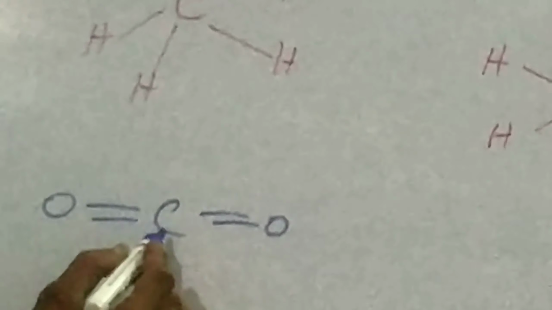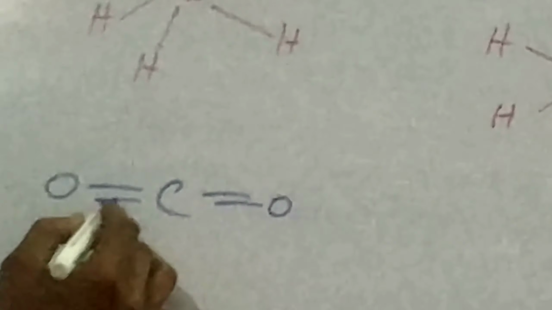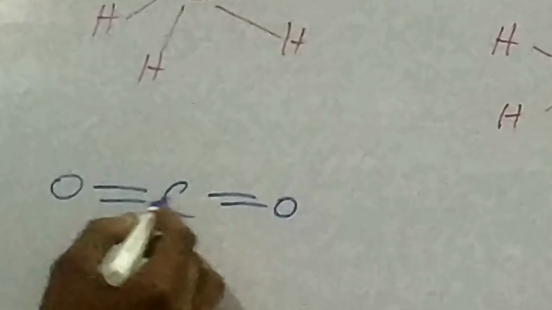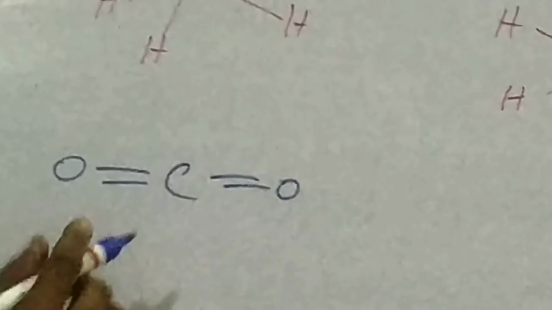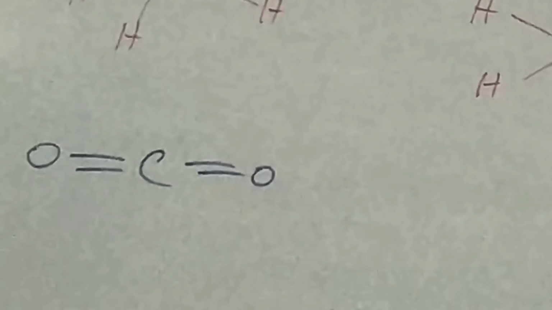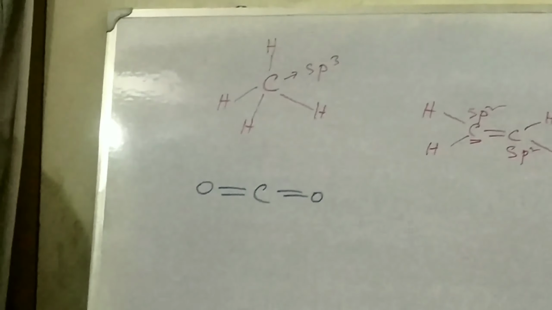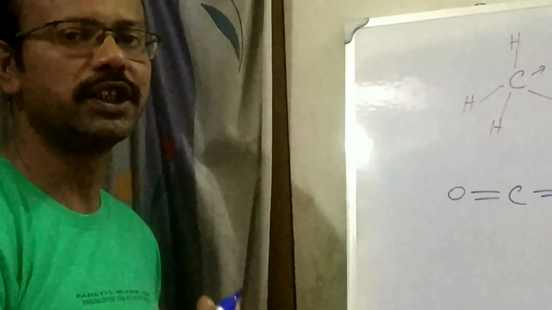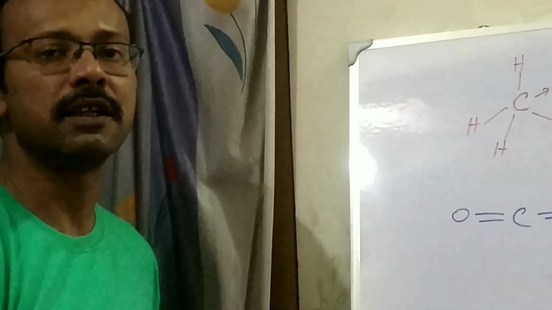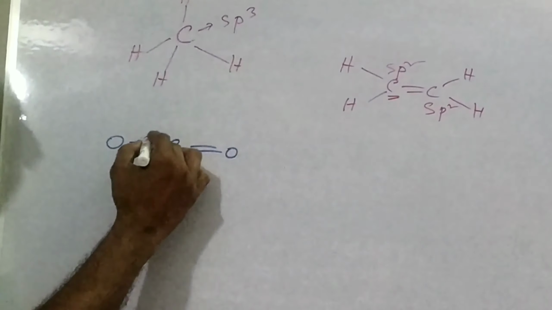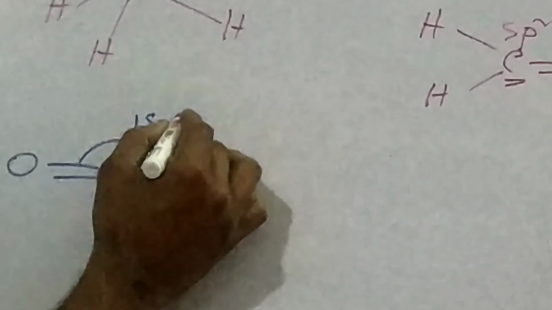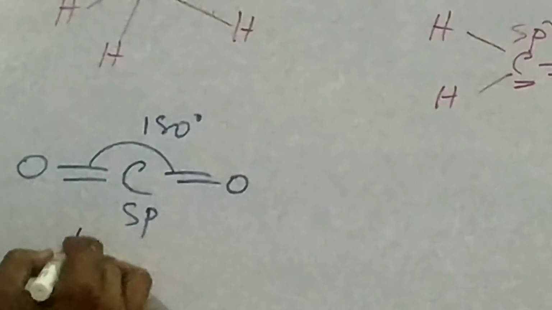Now see, this carbon atom has 2 sigma bonds around it. Out of this double bond, 1 is sigma. Out of this double bond, 1 is sigma. 2 sigma bonds means 2 hybrid orbitals. Therefore, 2 atomic orbitals, out of which 1 is s and the other is p. Therefore, this carbon atom is sp hybridized with a bond angle of 180 degree, and the geometry of the molecule is linear.